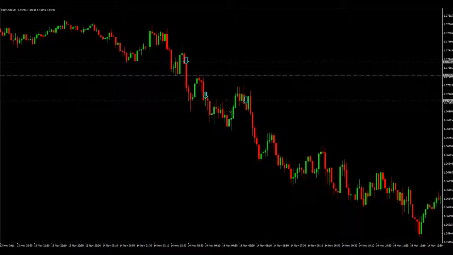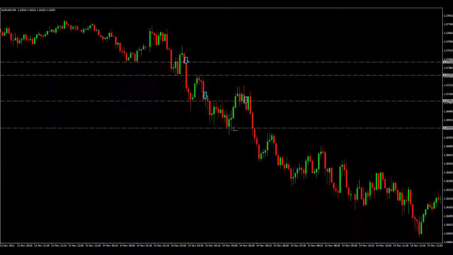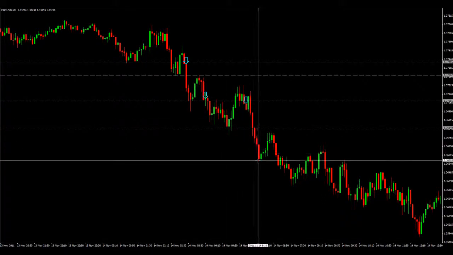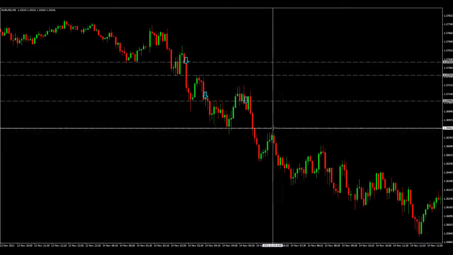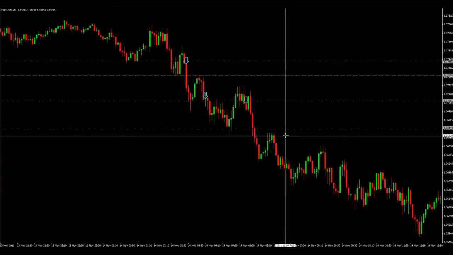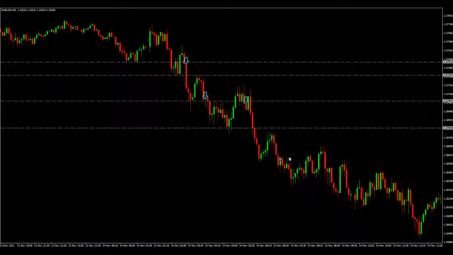Now the next level that sticks out for me is right about here, and again I'm placing this a little bit under the candles right there. And this one we really had no retracement back up. So again, we had the break right here, but it just did not retrace back up and do a double break for us. So that's not really one that we could be looking for a trade on.